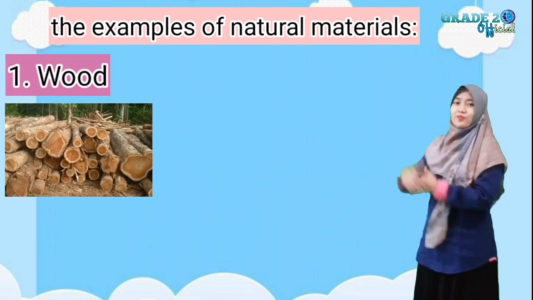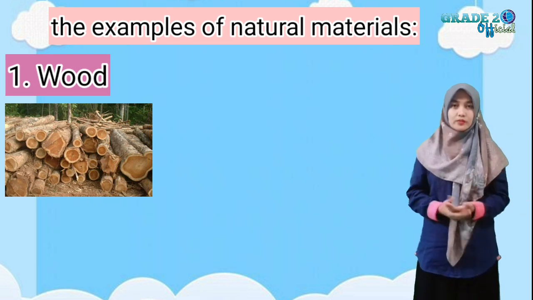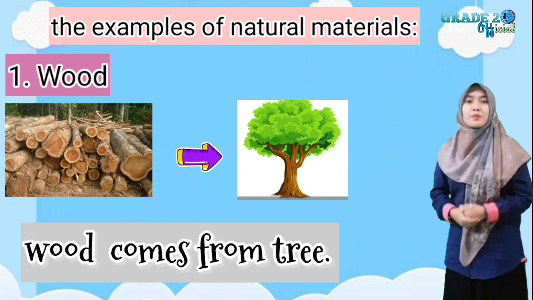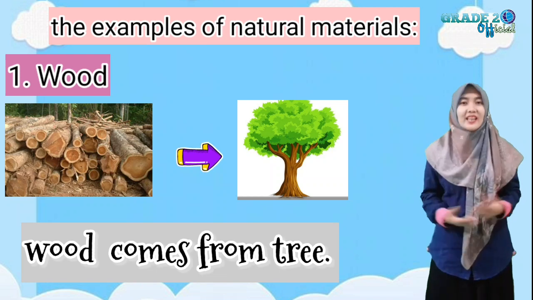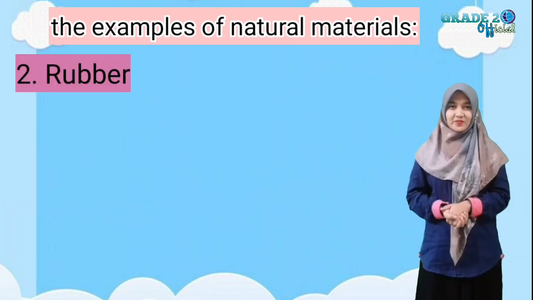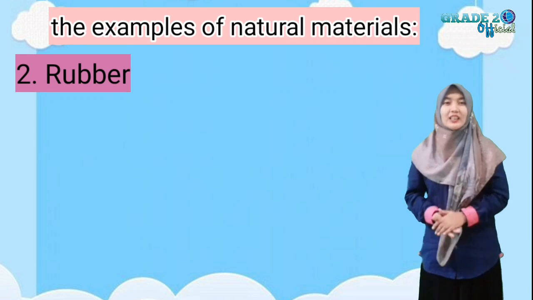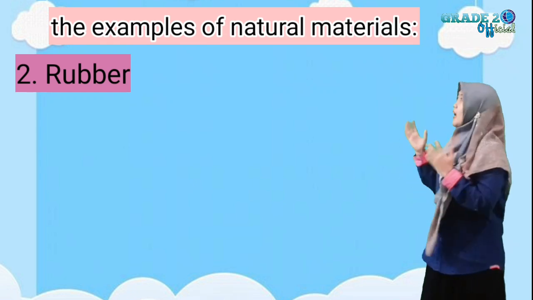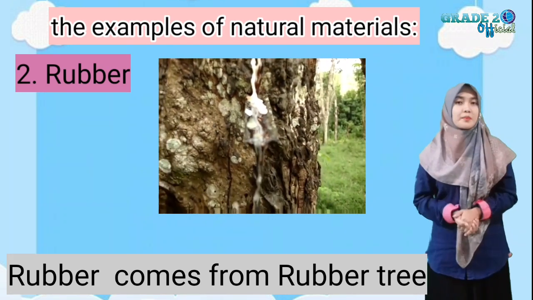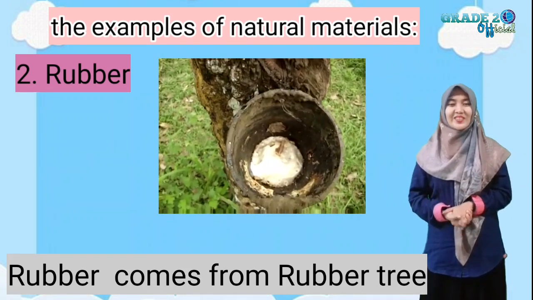The first, wood. W-O-O-D. Wood. Wood comes from tree. Wood is natural material. Okay? And second is rubber. R-U-B-B-E-R. Rubber comes from rubber tree. Rubber is natural material. Okay?